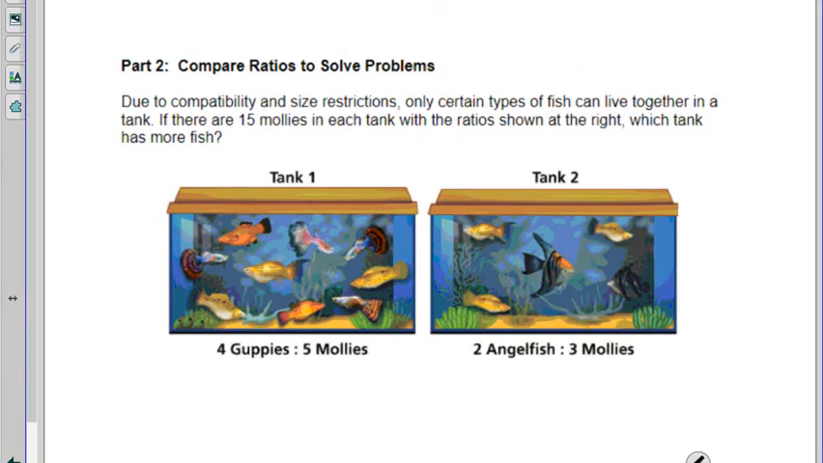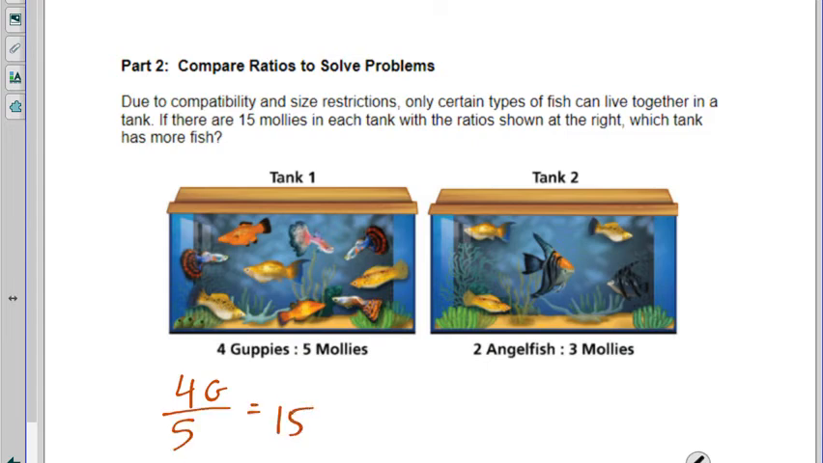All right, let's look at this next problem. We have 2 fish tanks here, and it says due to compatibility and size restrictions, only certain types of fish can live together in a tank. If there are 15 mollies in each tank, with the ratio shown below, which tank has more fish? So here we have 4 guppies for 5 mollies, and they're telling me there's actually 15 mollies.